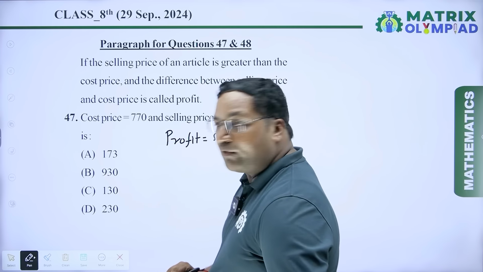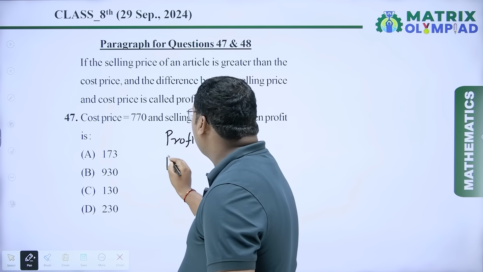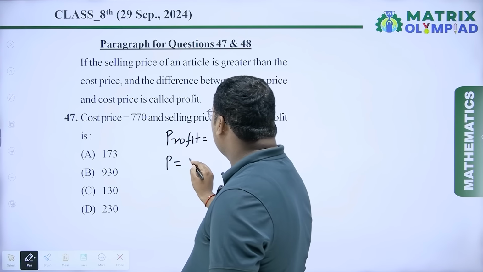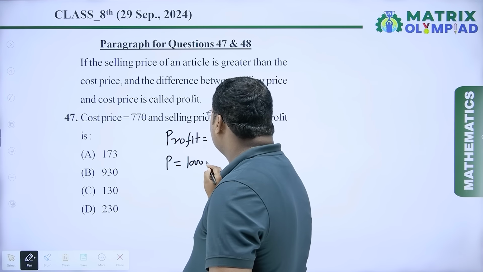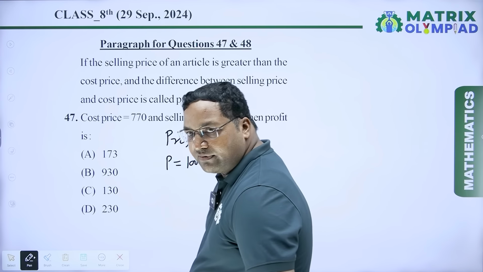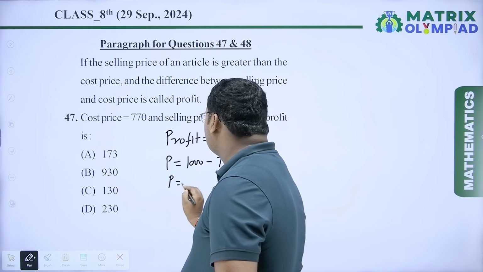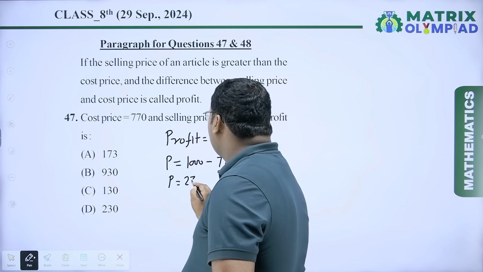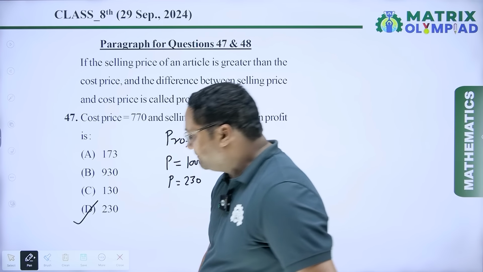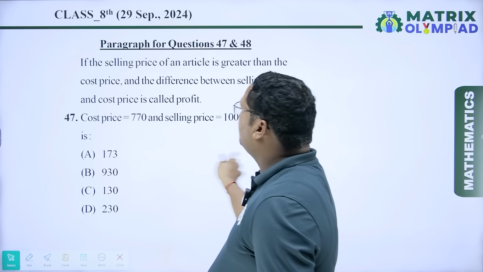So coming to the question number 47, cost price is equal to 770 and selling price is 1000, then the profit is, so we have to put here the values of selling price and cost price. So we will get profit equal to selling price, that is 1000, and the cost price is 770. So we will get profit is equals to 1000 minus 770, which is equal to 230. So right option is D. Now coming to the next question, question number 48.